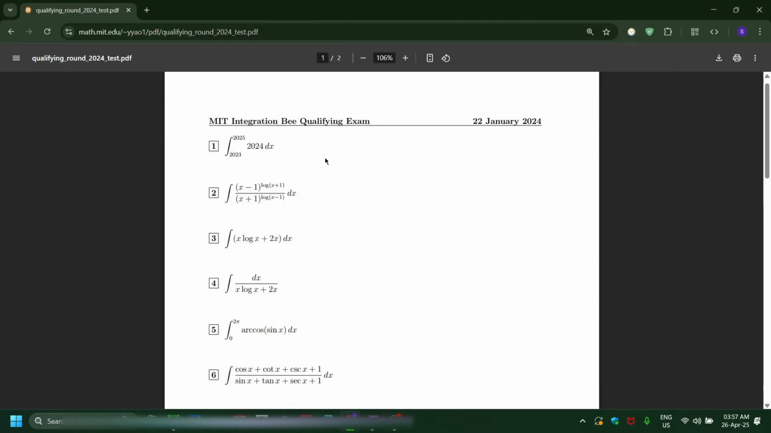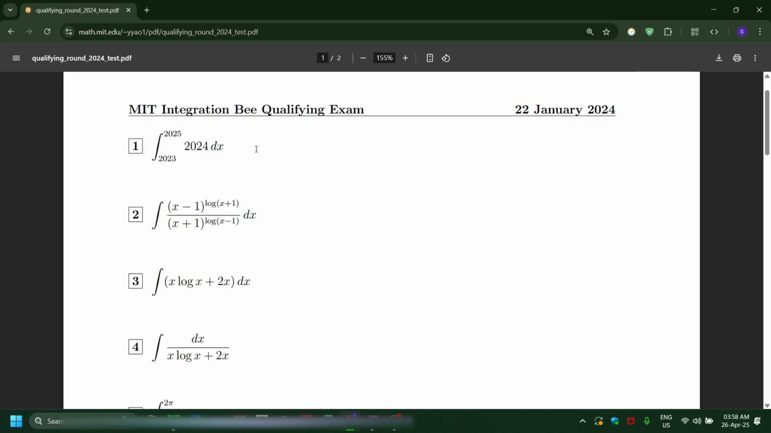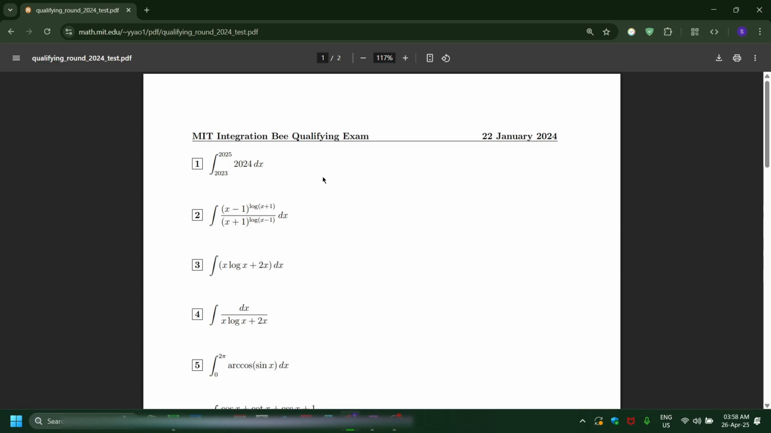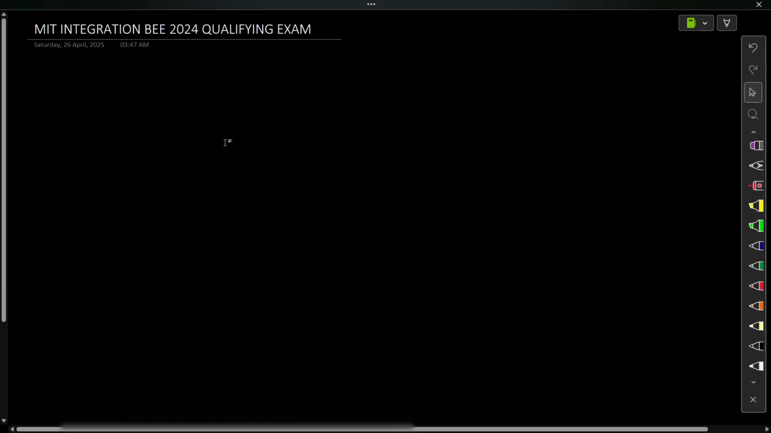Alright, so let's look towards the solutions and different strategies to evaluate these integrals of the integration BE 2024 exam. So let us move on.